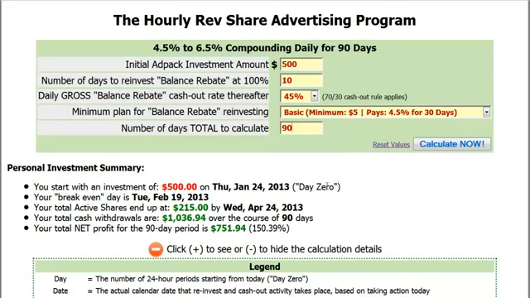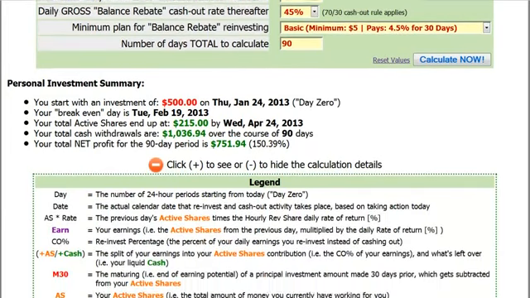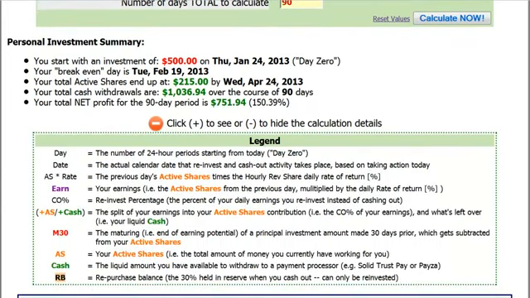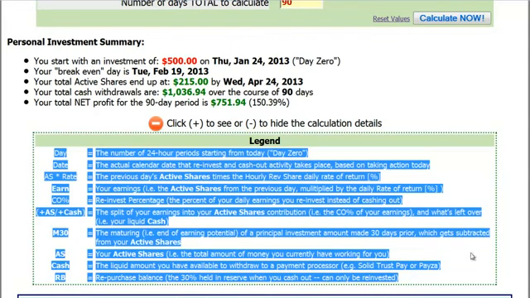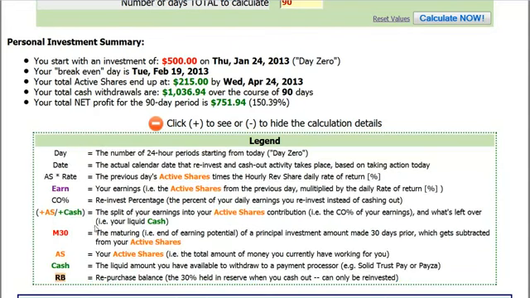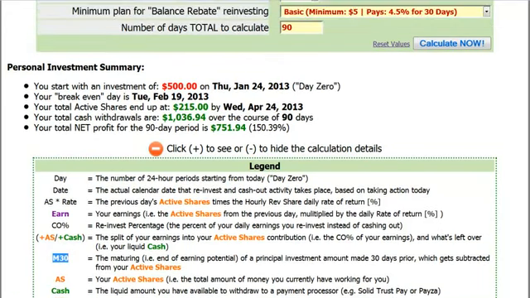This calculator can go out as far as 90 days in the future. And remember, each ad pack you buy is active for 30 days. So after 30 days, you're going to see that the ad pack will then mature. This legend here goes over all of the items in the calculator and explains how they work. For example, the maturing of 30 days, the M30 column, is going to be shown below.